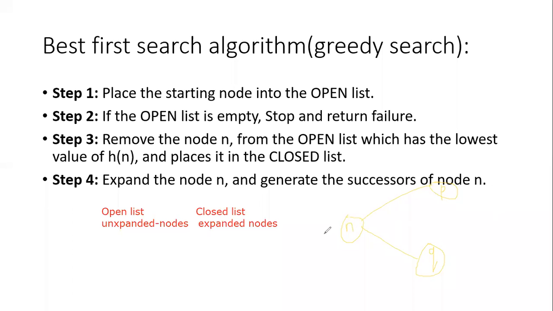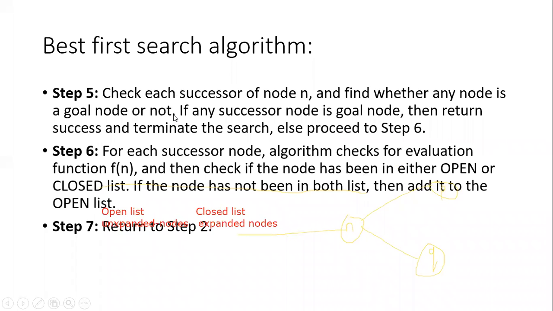Now, when we move this to the closed list, what we now do is we get the children of n and put them in the open list. That is what we mean in step 4: you expand the node n and generate the successor nodes of n. These are the ones that we place there. From there, the next step is to check whether one of those children nodes is a goal. If it is a goal, we report success. If not, we continue to step 6.